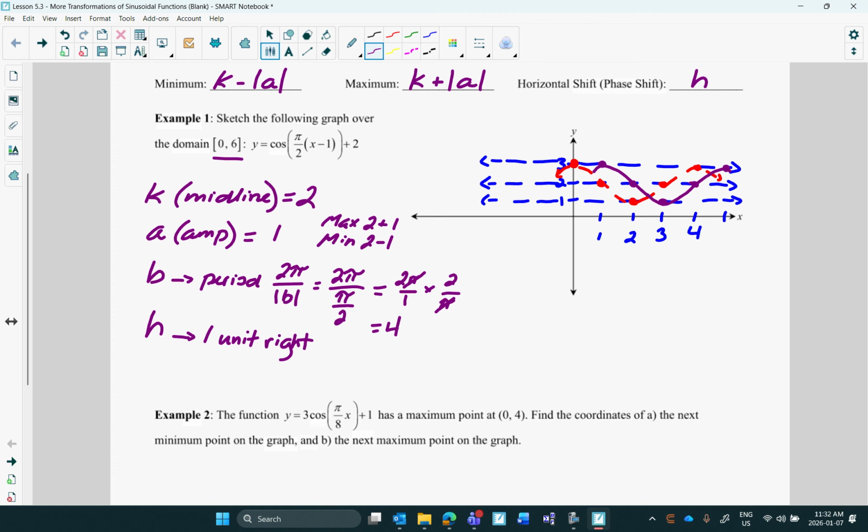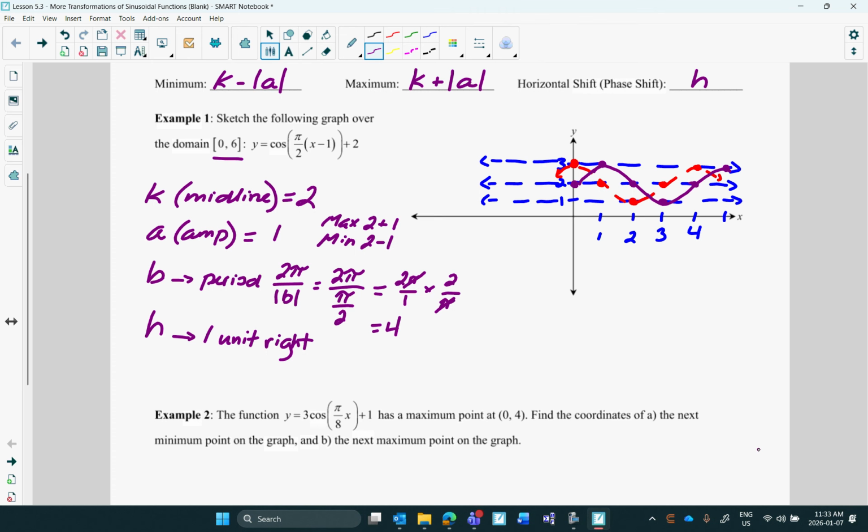notice I haven't put the arrows on it yet, because I have to graph from 0 to 6. So the purple one that I've graphed has to start at 0. Where would it be at 0? Where would a dot be if we're going backwards? At the midline, right? So it starts there. Notice I don't put an arrow after it because I'm asked to start at 0.